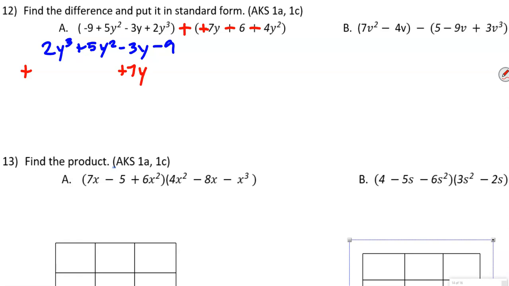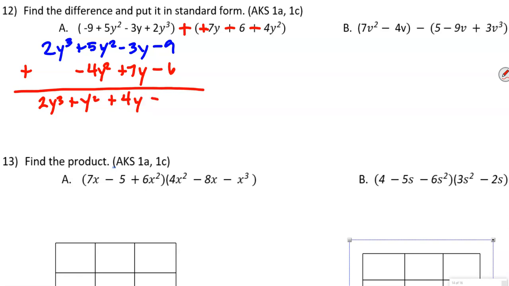So that's a 7y, that's a minus 6. This is now minus 4y squared. Now I can just do what's there, okay? So this is going to be 2y to the third plus y squared plus 4y minus 15. We're going to do the same thing with the other one, okay?